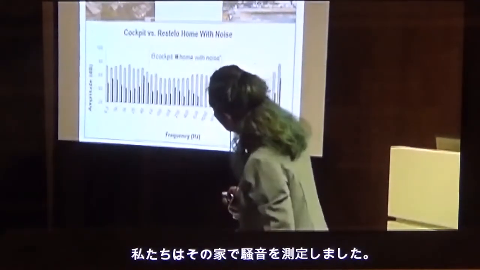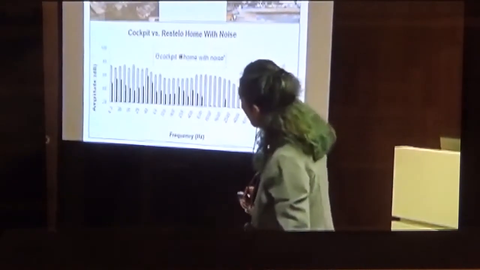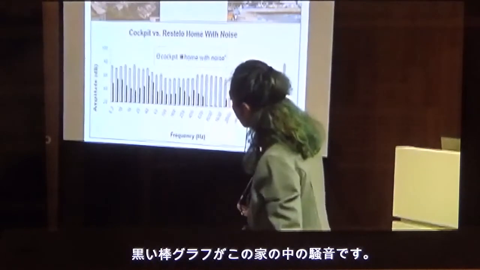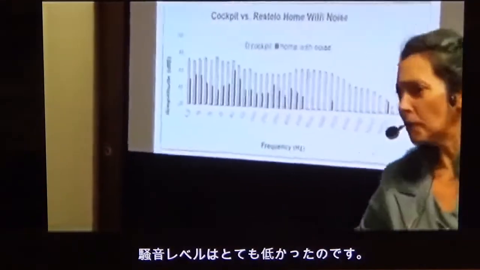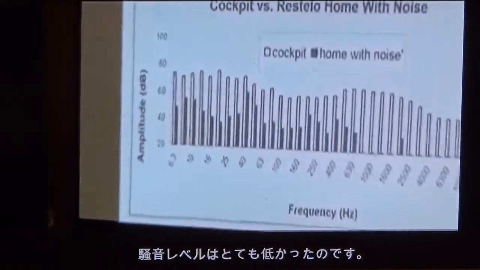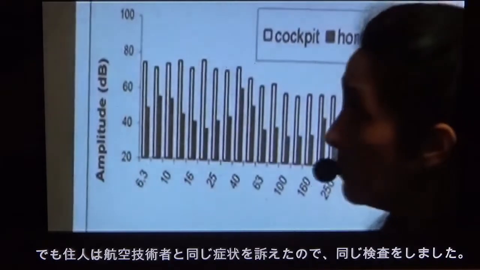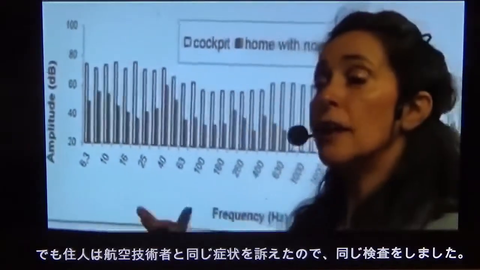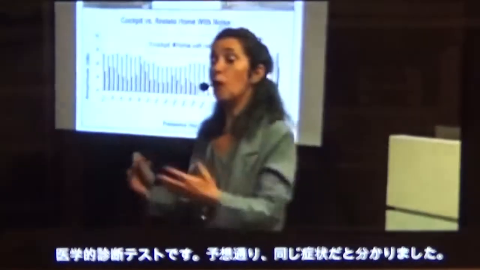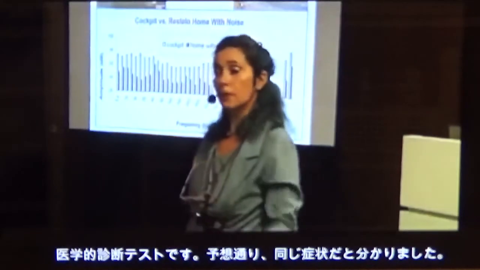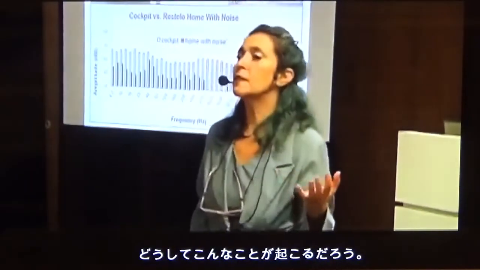So we measured the noise, and this is the cockpit. This time the cockpit is in white, but in black was what we got in this particular house. And we thought, this is not possible, it's so low. But we gave the people who were complaining, with the same symptoms as our workers, the medical diagnostic tests which we know were applicable, and they came up positive. So we know we have a problem, and we started thinking, how is this possible?